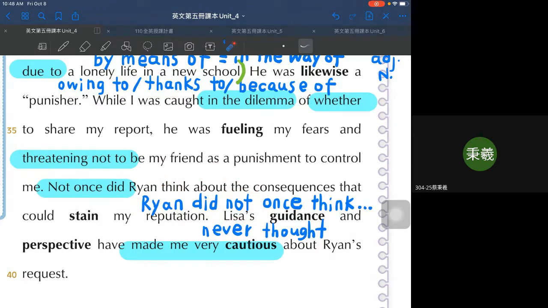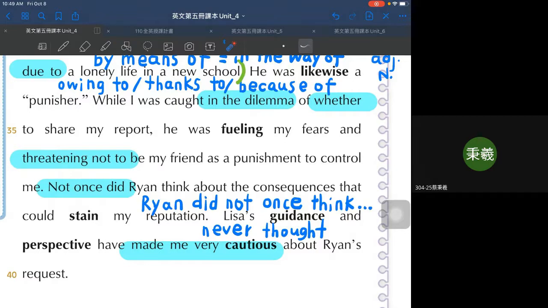For example, if you still remember in the past, we learned, never will I go there, or seldom did I wake up that early, or hardly did I see the place. All right, so you have to change the sequence a little bit. So we move the words not once to the front, and then we put the auxiliary verb here. All right, so there'll be: not once did Ryan think about the consequences that could stain my reputation.